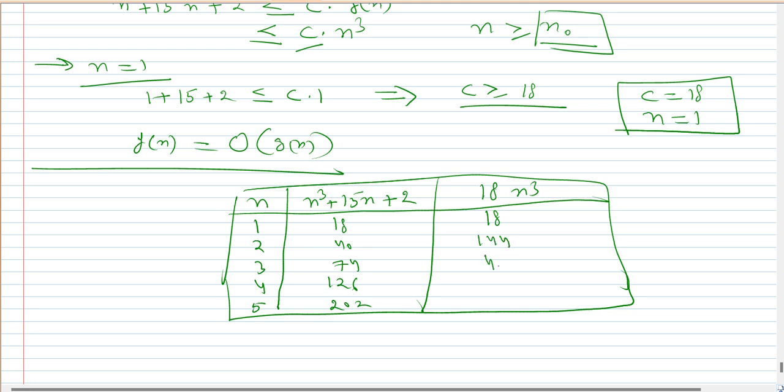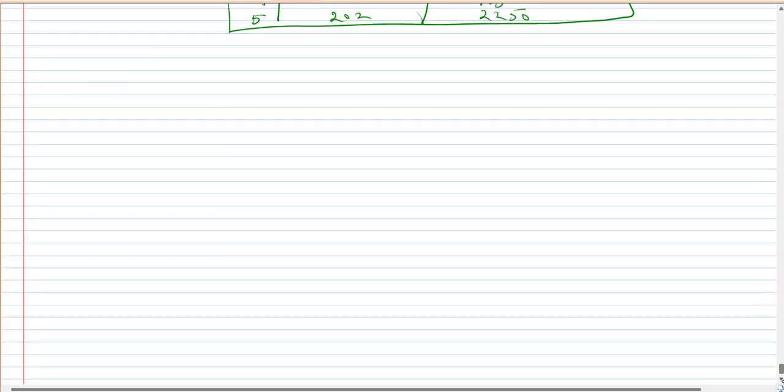144, 486, 1152, 2250, and so on. So we can see for all n greater than or equal to n naught, here our n naught is 1, this expression c dot g is greater than or equal to our fn. So we have proved our point. Now let's come to the next question.